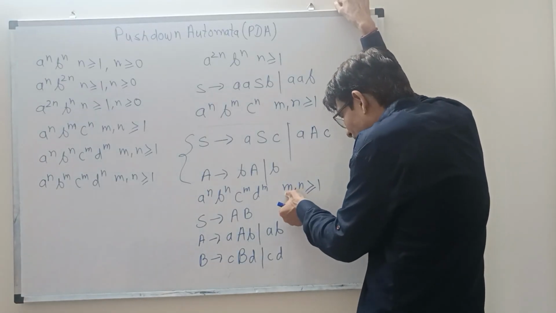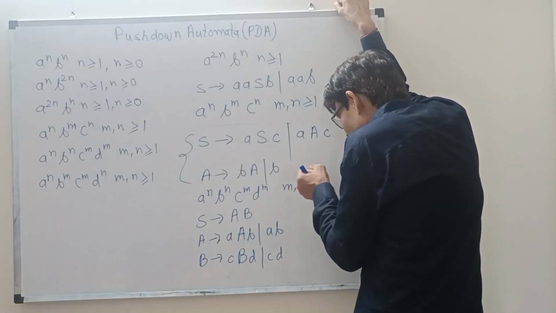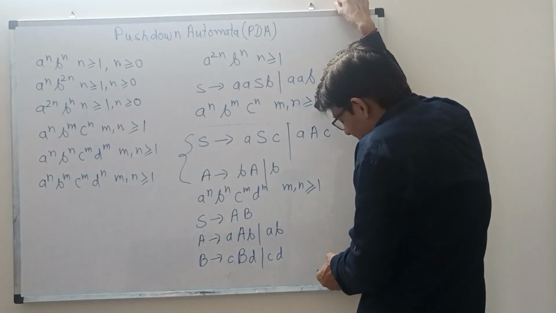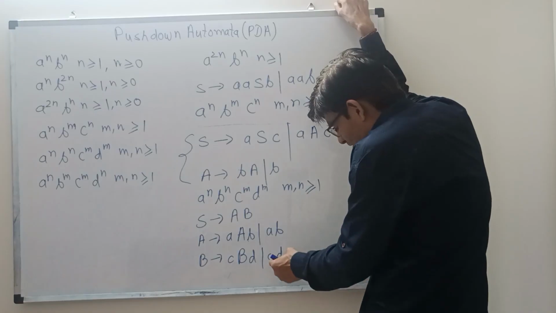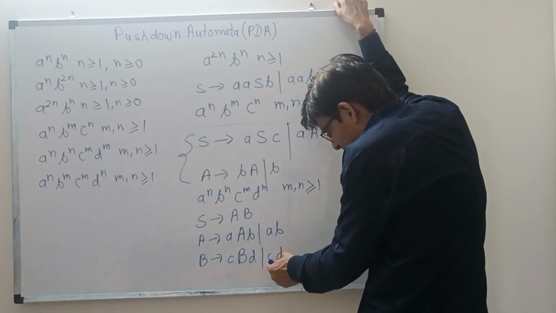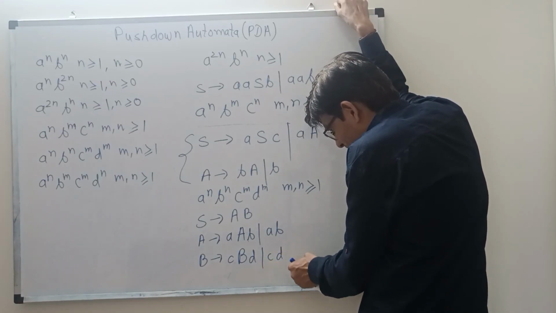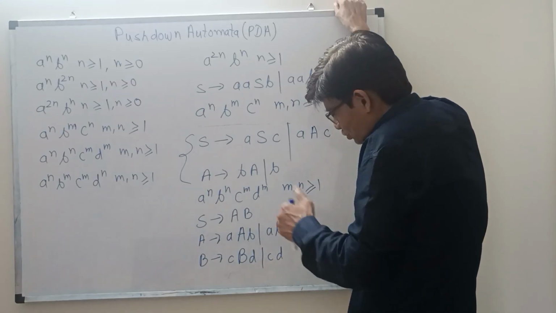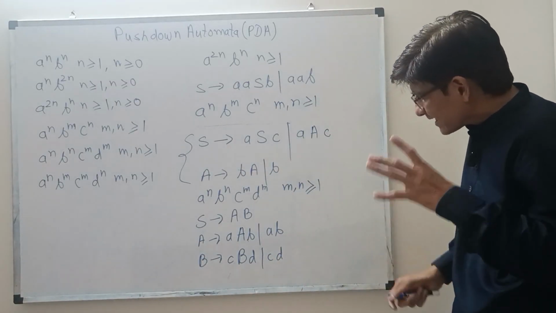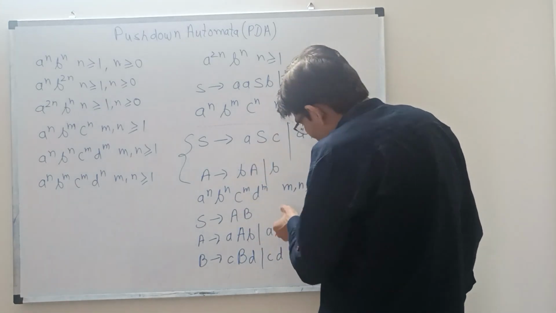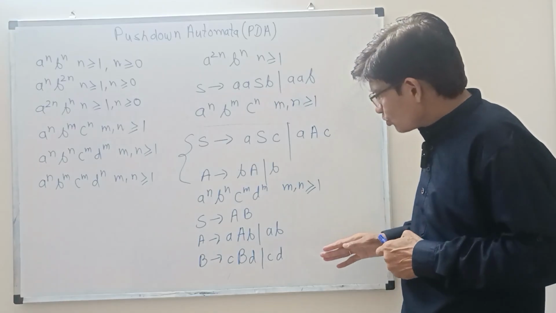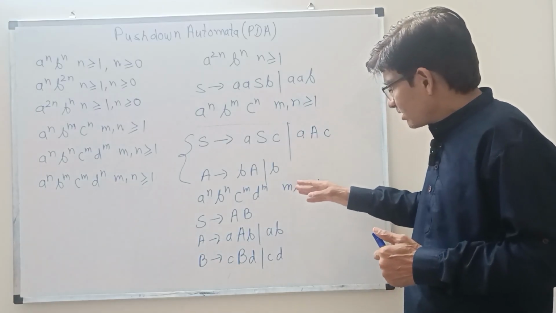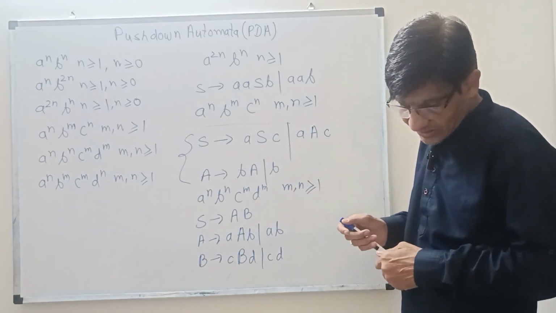Now if you have at least one occurrence of AB, but you can have zero occurrences of CD, then in this case, this will be converted to epsilon. This will be converted to epsilon. So in this case, you can create grammar for any language of this family. This is how you can write grammar for any context free language.